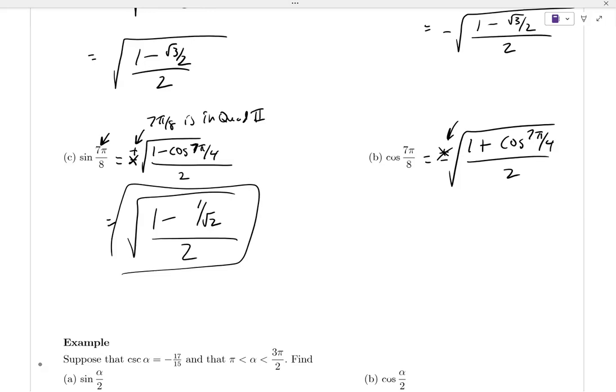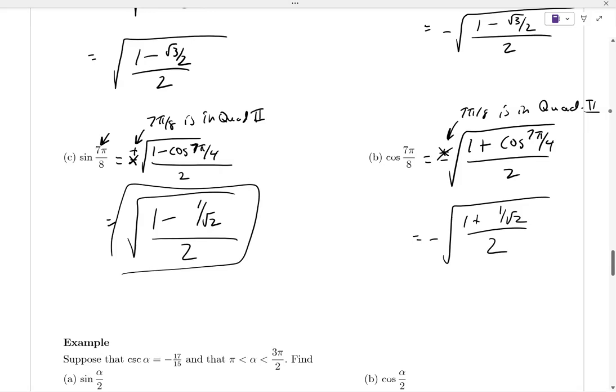Good. Again, same answer we had before. 7 pi over 8 is in quadrant 2. And this time we're doing the cosine rather than the sine. So our final answer will be negative 1 plus 1 over root 2 over 2, or you could write it as root 2 over 2. And again, I don't care if you simplify the complex fraction into the radical.